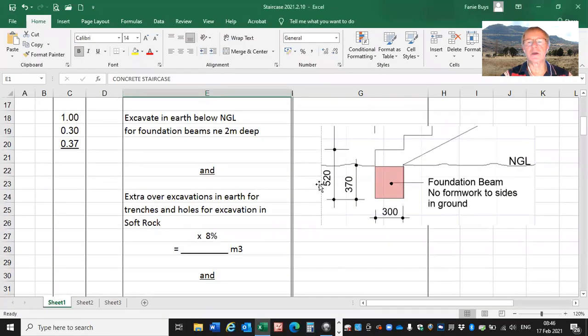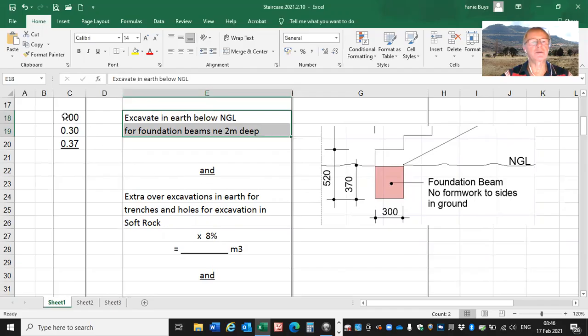Firstly is to do the excavations for the foundation beams. Now, we're not going to dwell on this because it's work that we've done previously. So very briefly, and I'm not going to look at the standard system clauses either. First item there, excavate in earth below natural ground level. There is natural ground level indicated. For foundation beams not exceeding 2 meter deep.